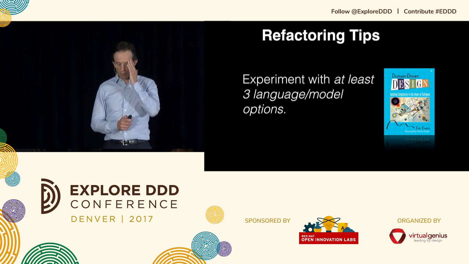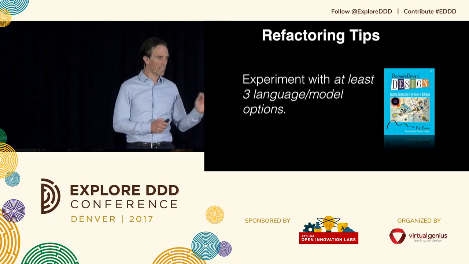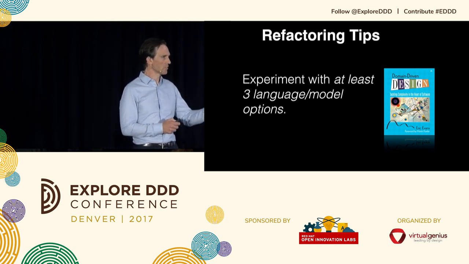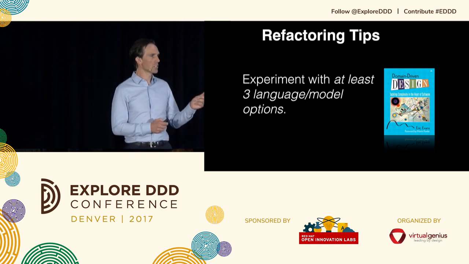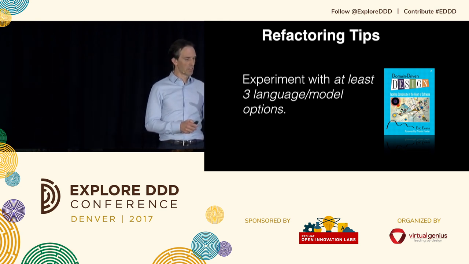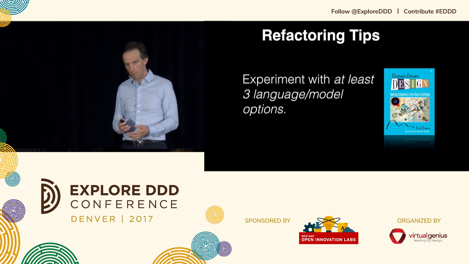So one of the things here is try some different options. Try naming things different things, right? Don't just think, well, I'm going to call it this or I'm going to call it that; try experimenting with some different ideas before you land on the thing that you're going to do.